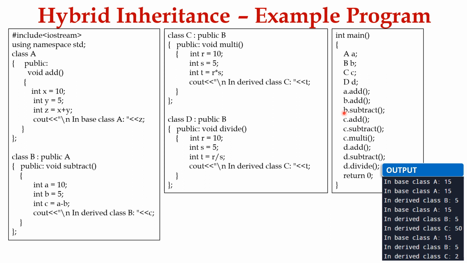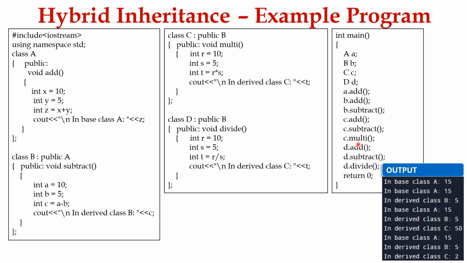Then, using the class C object small c, we are accessing the add function which is available in class A. The same addition operation has been performed, that is 10 plus 5, and 15 is displayed to the user. Using the cout statement, we can see here in base class A, 15 is being displayed to the user. Next, using the class C object small c, we are accessing the function subtract which is available in class B. So 10 minus 5 is 5, which is stored in the variable c and displayed to the user using the cout statement, and we can see that in derived class B, value 5 is displayed to the user as shown in the output.